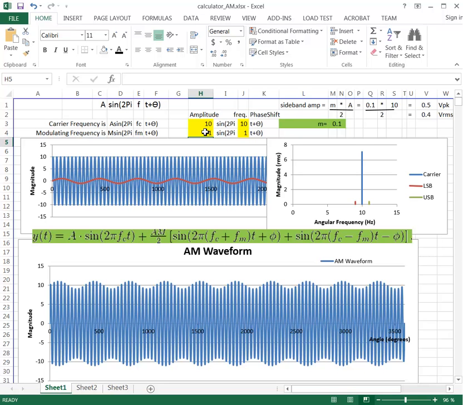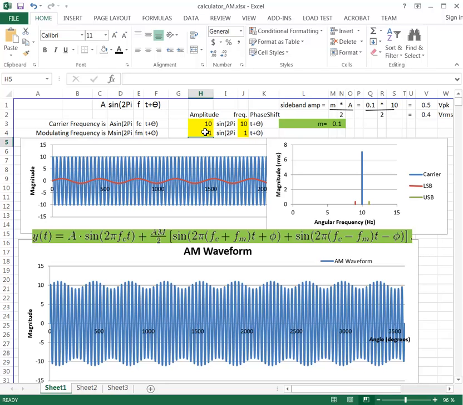The second thing in here is what's called the upper sideband, and this is it here. It's a sine wave, and its frequency is the carrier frequency plus the modulating frequency, FC plus FM. 10 plus 1 is 11. We can see it here, 10 plus 1. There it is, there's our upper sideband.